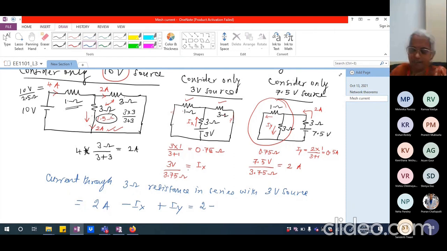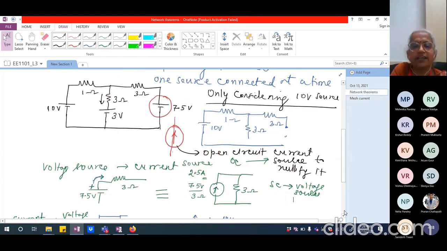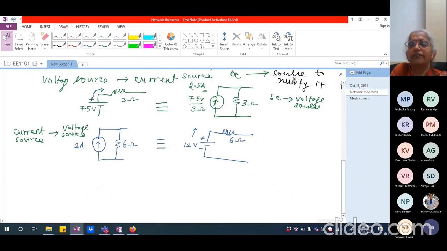3 divided by 3.75 is going to be 0.8. So I should say 2, just a second. 2 minus 0.8 and plus 0.5. Right? So 2.5 minus 0.8, which is 1.7 ampere. Okay? So 1.7 ampere is the answer we got by the other one also in the previous slide. We got 1.7 ampere as the current that came up here.